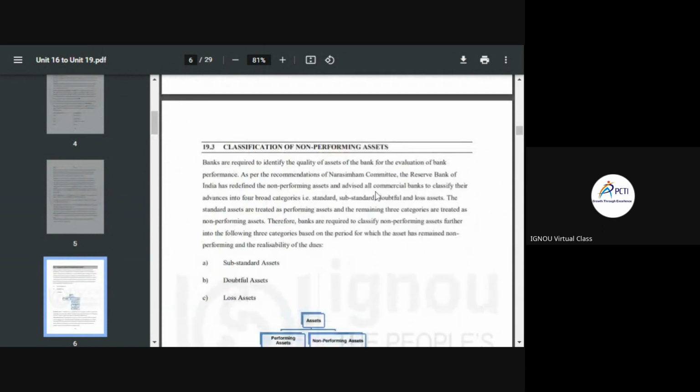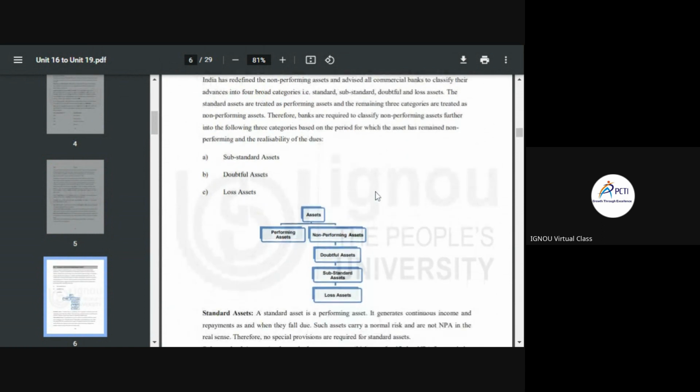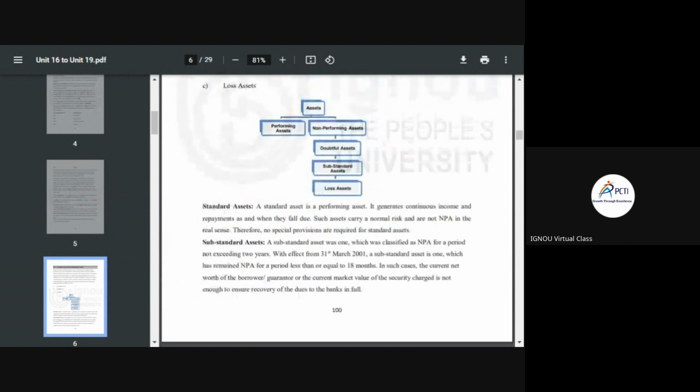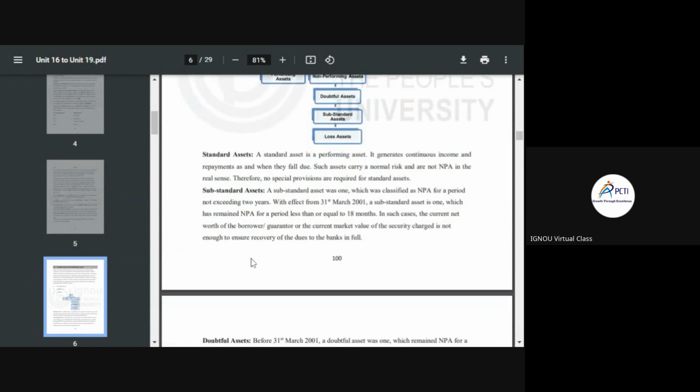Next one is the classification of non-performing assets. We have three classifications: substandard asset, doubtful asset, and loss asset. We have two kinds of asset: a performing asset and a non-performing asset, and the non-performing asset is classified into three. First, a standard asset, which we can also call a performing asset. It generates continuous income and repayment as and when they fall due. Such assets carry normal risk and are not NPA in the real sense, and no special provision is required for a standard asset.